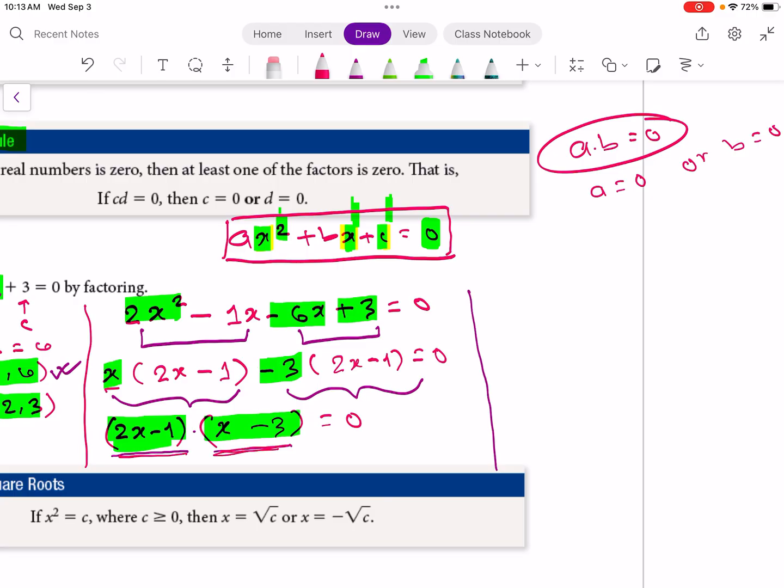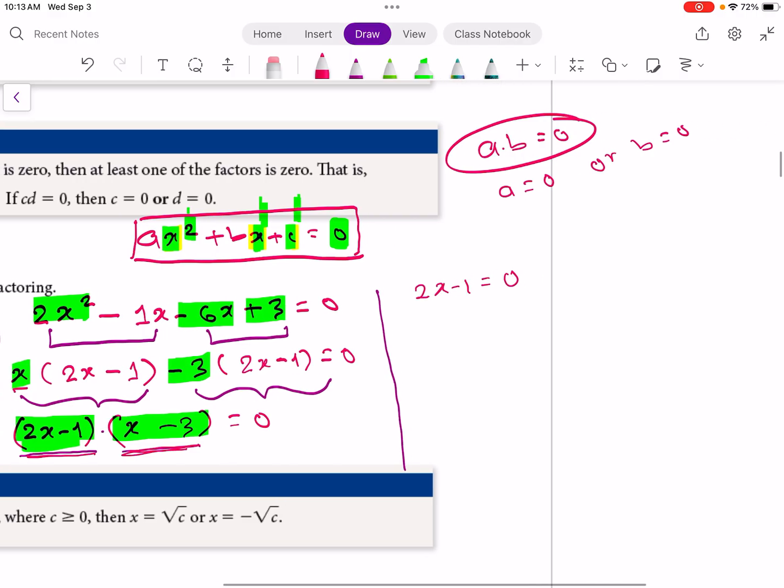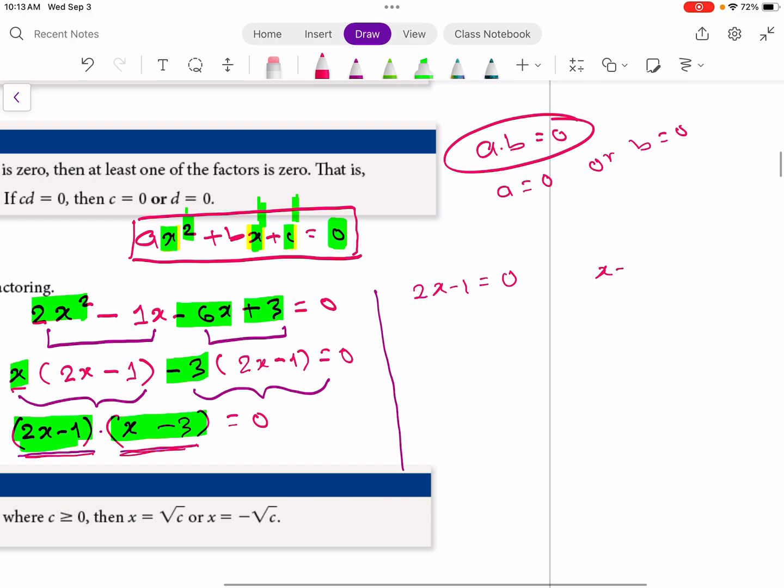So once you factor completely, you set each factor equal to 0. Write down the first factor, 2x minus 1, and set it equal to 0. Write down the second factor, x minus 3, and set it equal to 0. Okay, factorize completely, and once you factor, write down each factor equals 0. Now, what type of equation is this? Is it still quadratic? It is linear, right?